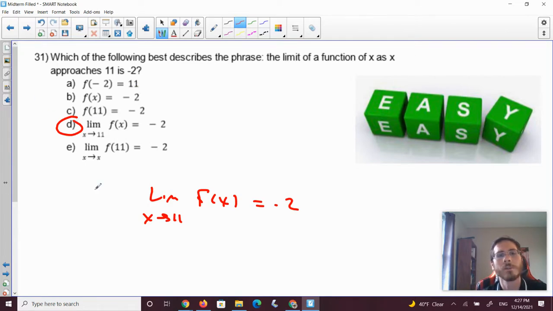Of the ones that I read that were of similar vein, I like this one. I like the different answer choices that they had, so that's why I picked this one instead of some of the other ones that were limit notation. So if you liked your limit notation question better, sorry, that's why I picked this one. I liked some of the different answer choices here.